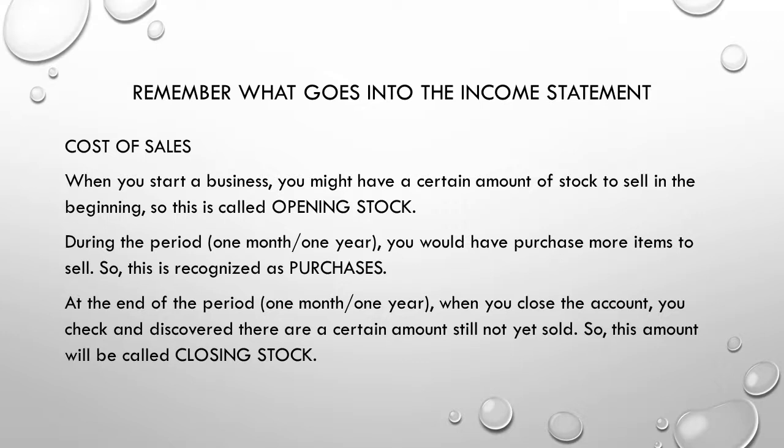So when you close the accounts, every month you have to check your closing stock. You can do it physically, or if you have it on the computer, you can have it closed on a certain date, say every 30th, for you to know the closing stock of the business, because this is one of the important items that you need when you close your account.